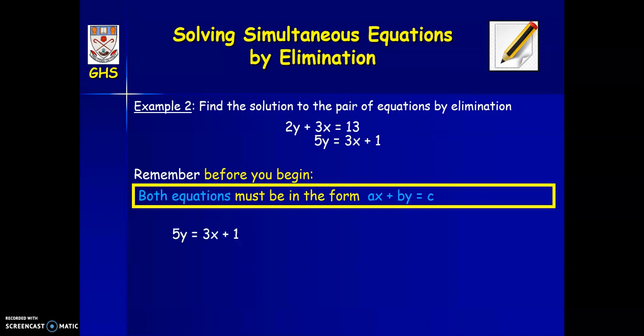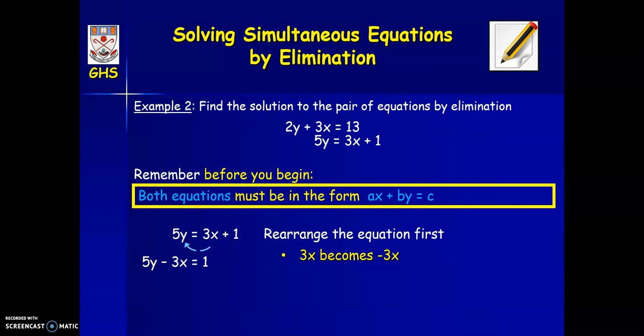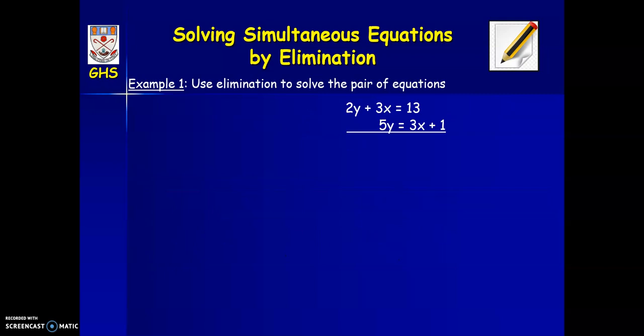So what we have to do here is rearrange the second equation. So we move the 3x over. Remember, 3x will become negative 3x, so we will end up with the equation 5y subtract 3x equals 1. So let's apply this and solve the pair of equations. So firstly, rearrange the equation. So the pair of equations is now in the right form, and we can begin to follow the method shown previously. It's exactly the same as what we've already done.